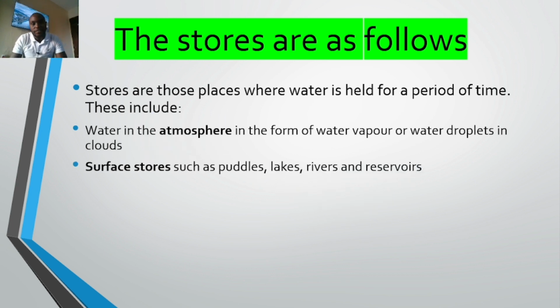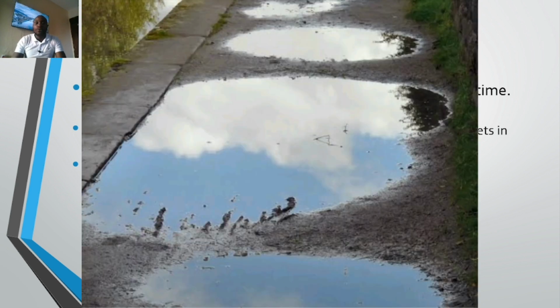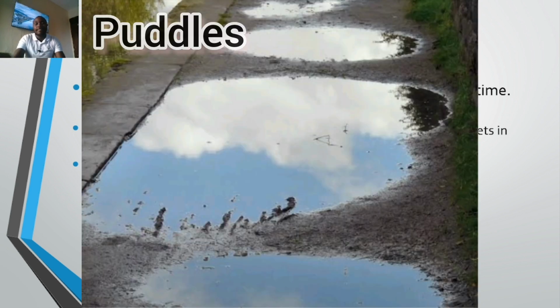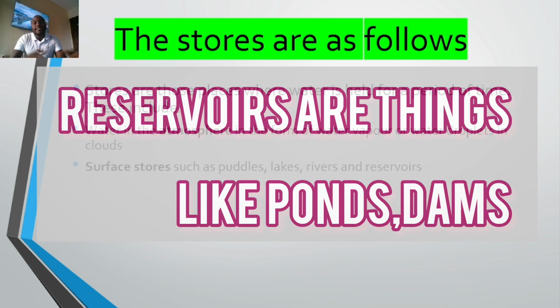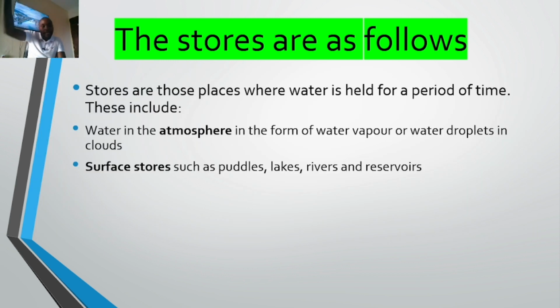Another one is the surface stores. We have surface stores such as puddles. For those who don't know puddles, I think you've seen such features. Then we have lakes, rivers, and also reservoirs. So those are the surface stores. We've talked about the atmosphere being a store. We also have those at the surface, on the land: puddles, lakes, rivers, and reservoirs. I think it's so clear.